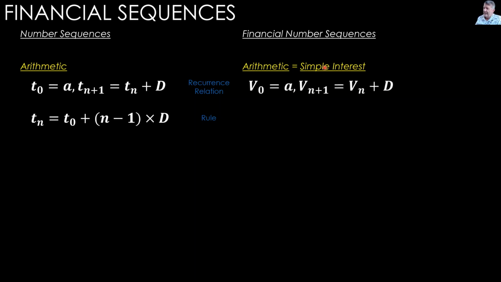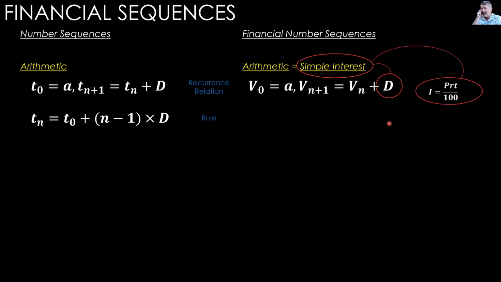No, it doesn't. Apart from the V's, V0 equals A, Vn plus 1, so the next value equals the current value plus a common difference. Now, that common difference is the amount of interest you get paid each time, and that's only calculated once. Think back, what was your simple interest formula? It was I equals PRT over 100, correct.